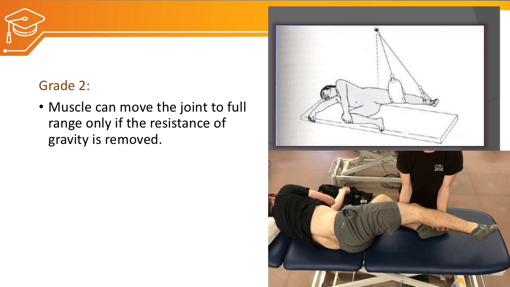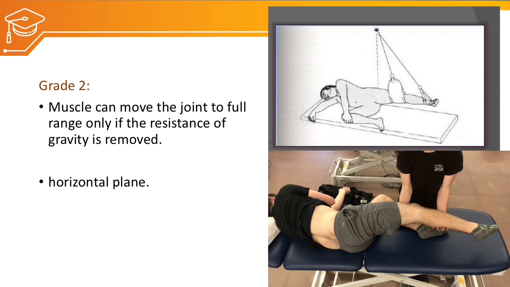We can eliminate the gravity by performing movements in horizontal plane. Example here. To perform hip flexion in eliminated gravity position, we would ask the patient to lie in side lying position, and we can remove gravity by applying a suspension to the lower limb, or also we can support the lower limb and then ask the patient to perform the hip flexion.